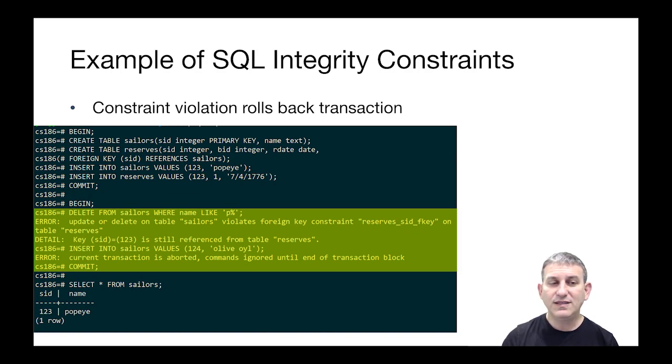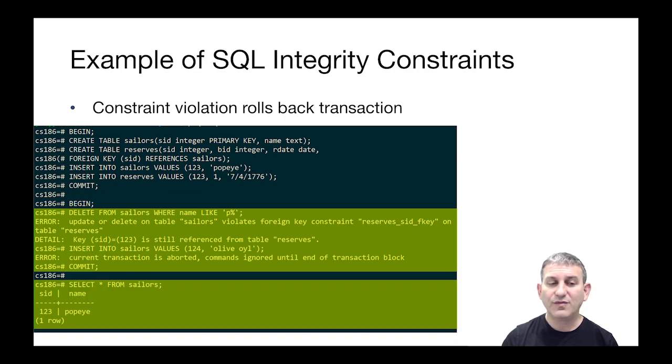Okay, and so you can see that we can try a new command, insert into sailors values 124, olive oil, but Postgres will tell us, look, the current transaction has already been aborted, and any commands will be ignored until the end of the transaction block. When we try to commit, what's going to happen is Postgres actually isn't going to commit anything because of the constraint violation earlier on.